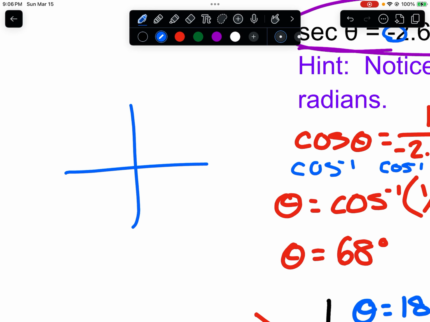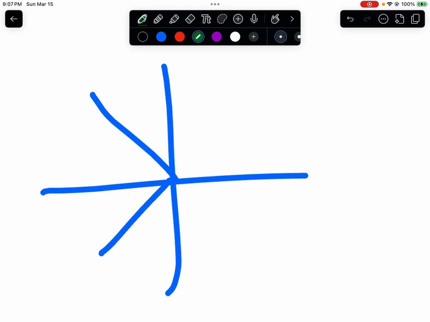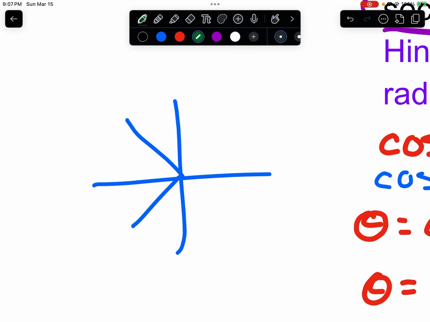Now again, we were given secant is equal to a negative. Well, secant is going to be positive or negative in the same quadrants that cosine is, and cosine is negative in quadrants 2 and 3. So now we do care about the negative part of this. So I know there's going to be some angle in quadrant 2 and quadrant 3 that's going to make this true.